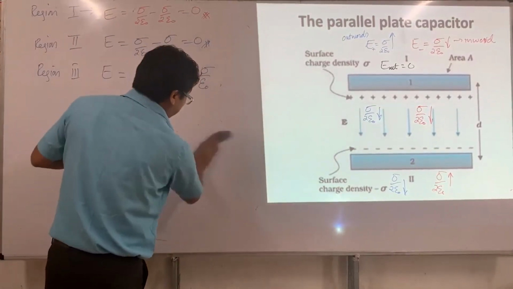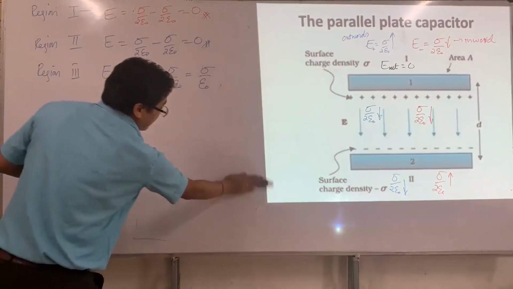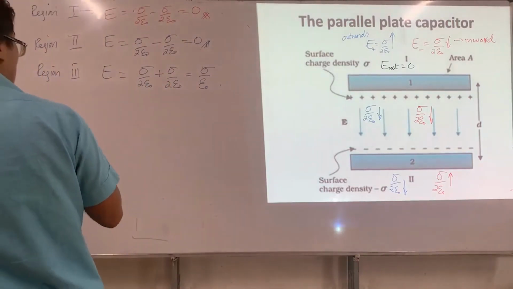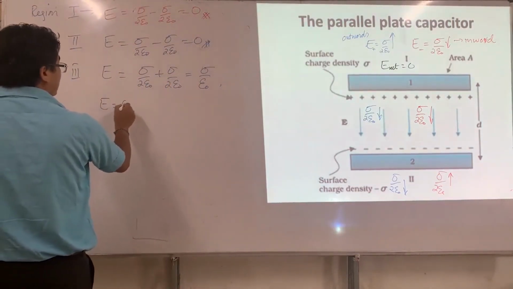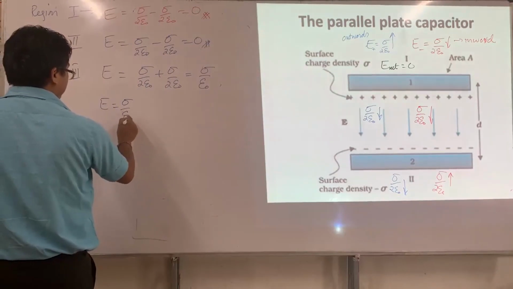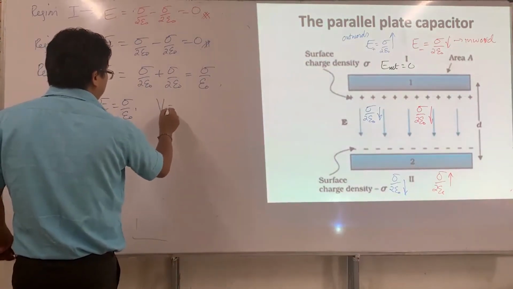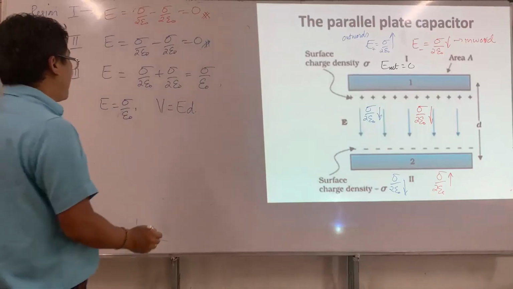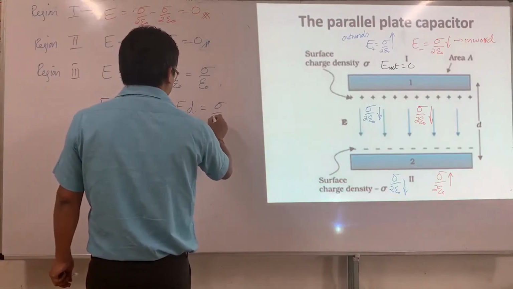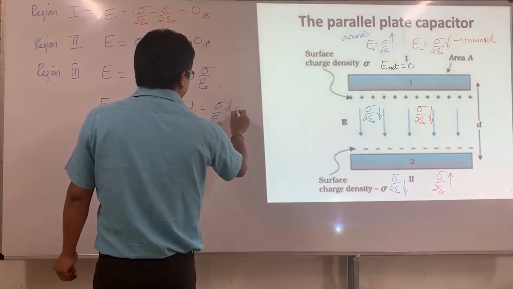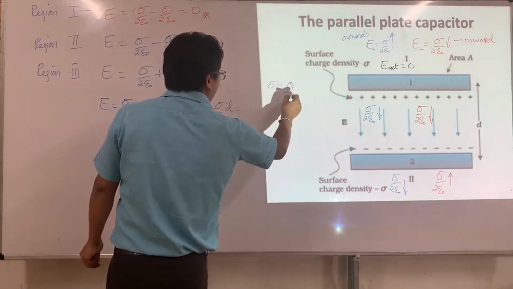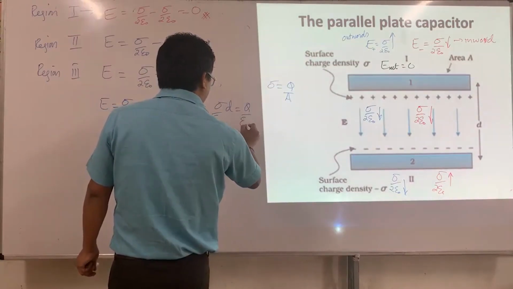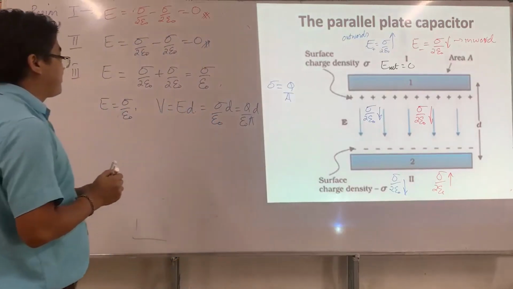This is the electric field inside a capacitor, the electric field inside two parallel plates. So we found our electric field. Now, what is the potential difference? We define potential difference as E times d, and therefore we call it sigma by epsilon naught times d. And what is sigma? Sigma is charge by area, right? So therefore charge by area, this is sigma.